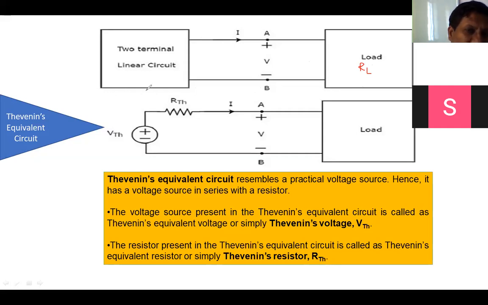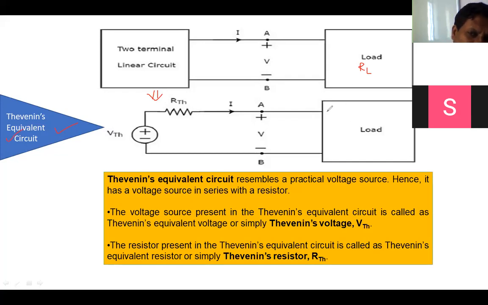You have to convert this original circuit into Thevenin's equivalent circuit. Thevenin's equivalent circuit is drawn here. It consists of voltage VTH in series with resistance RTH between two terminals A and B. This part is called Thevenin's equivalent circuit. The entire circuit we can replace by Thevenin's equivalent circuit, where the voltage VTH is in series with resistance RTH.